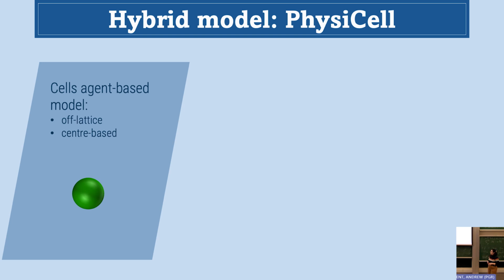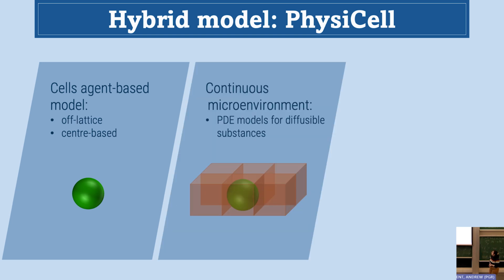What this means is that the cells can move freely in the space, and their position is given by the center of these spheres. Then PhysiCell has a continuous microenvironment. This continuous microenvironment is discretized, but in PhysiCell it is actually used mostly for diffusible substances. You can think of oxygen, for example. And it is possible to model the ECM using this continuous microenvironment.